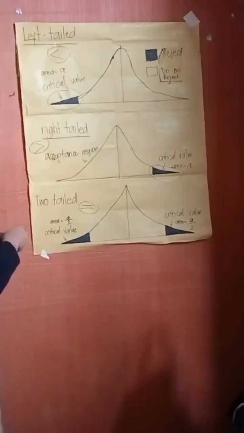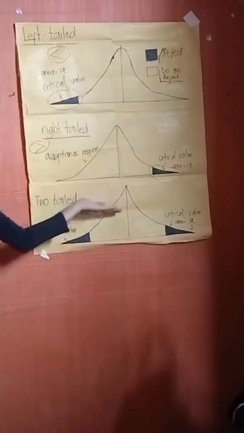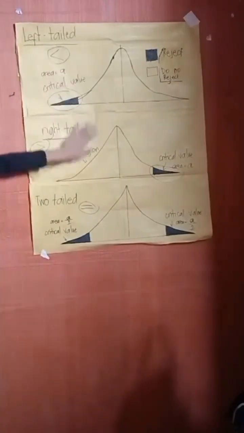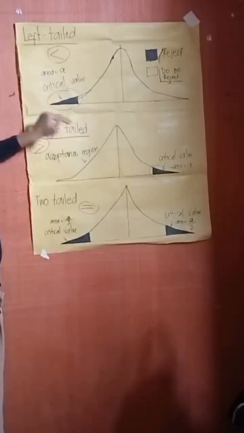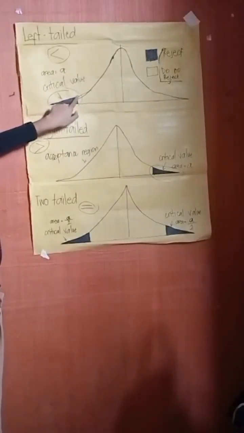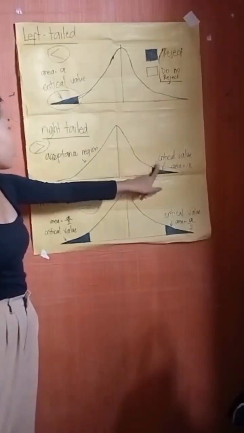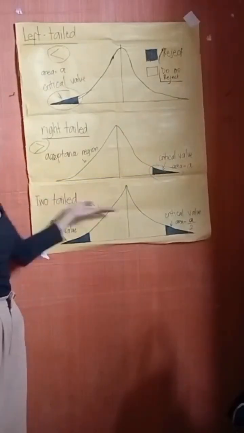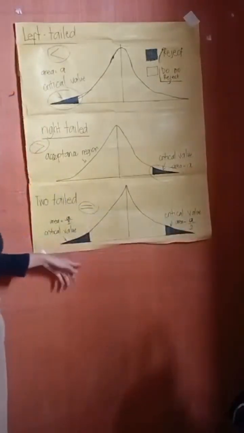So, now, this is the illustration of rejection of null hypothesis. So, as you can see, if left-tailed, the critical value is on the left. It is the midpoint or the boundary. So, we have here also the right-tailed, and if two-tailed, both edges are critical values.